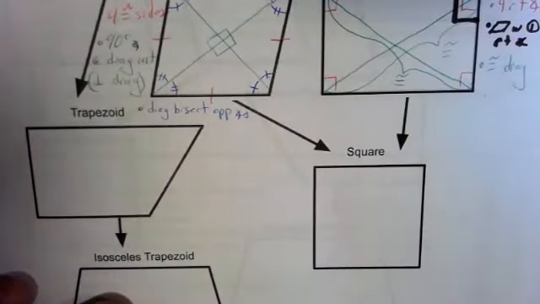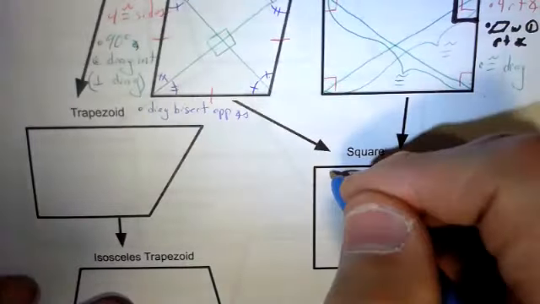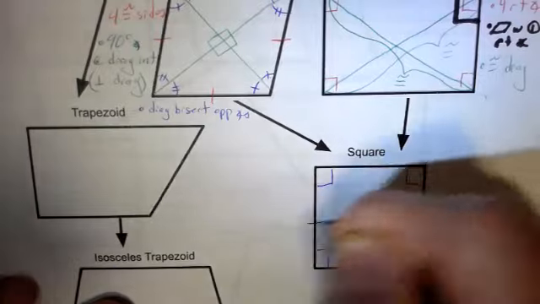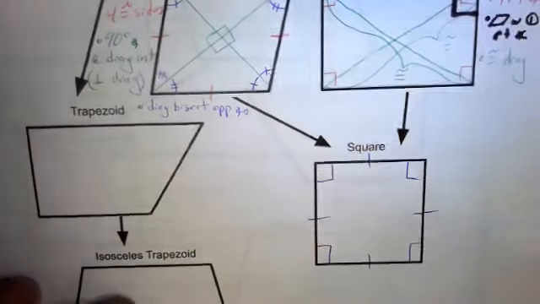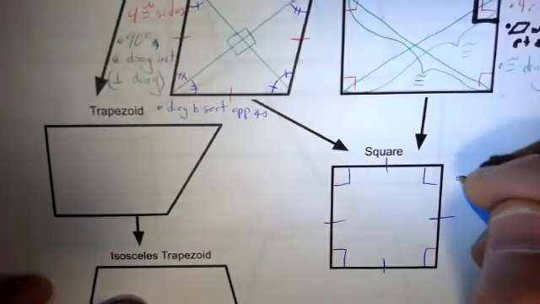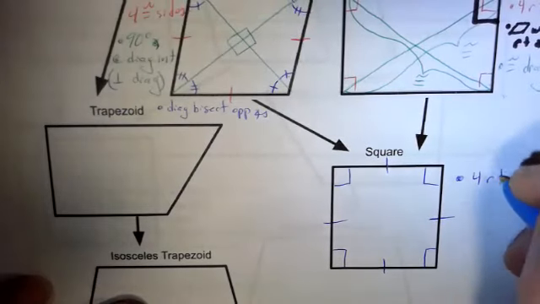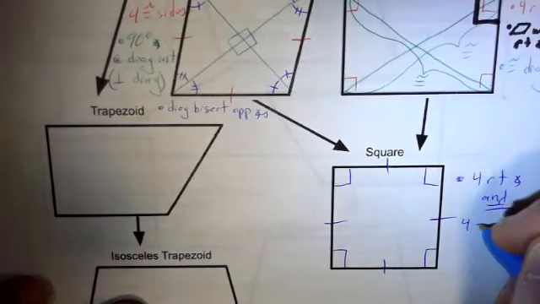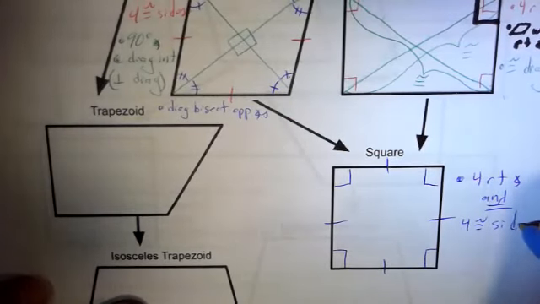Now with a square, what we said earlier still holds true. If we have 4 right angles and 4 congruent sides, okay, that's going to make a square. 4 right angles and 4 congruent sides.